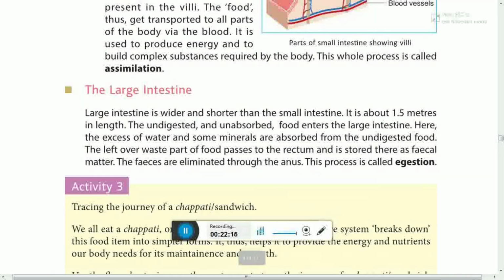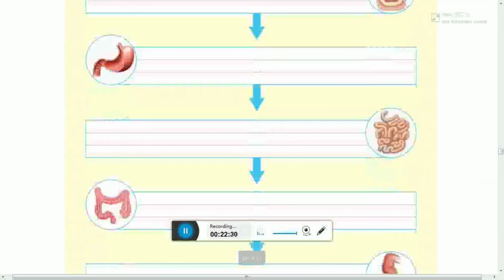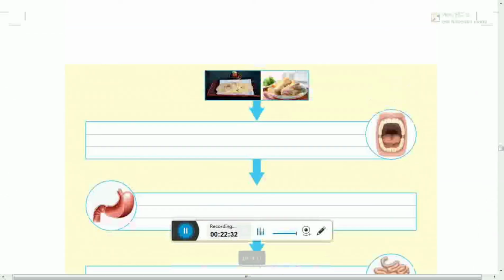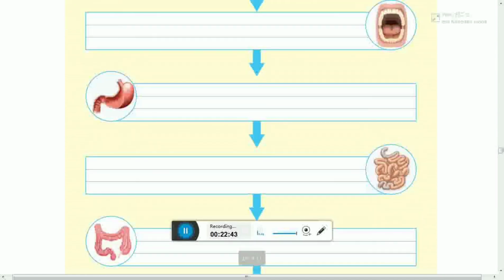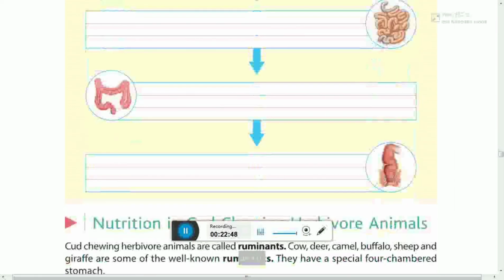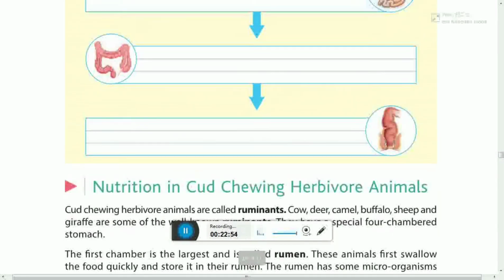The feces are eliminated through the anus. This process is called egestion. So just you can see in this picture the food what we eat at first just taken in our mouth, and these some organs help in digestion of food.